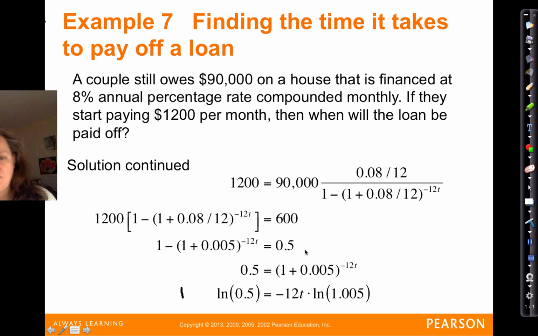Now I have 1 minus this equals a half. It's still kind of complicated, so what I'm going to do is just subtract half from both sides and add this to both sides, so I'm going to have something simpler looking. And only at this point am I going to take my logarithms. So I have ln of 1/2 is equal to minus 12t times ln of 1.005.